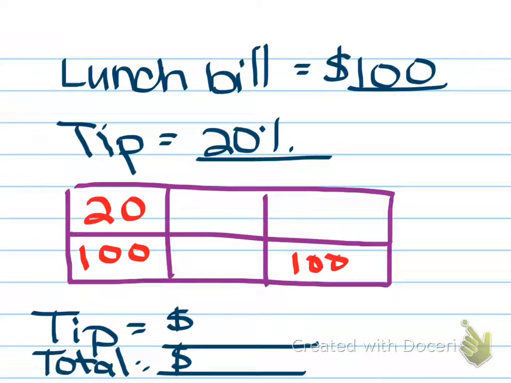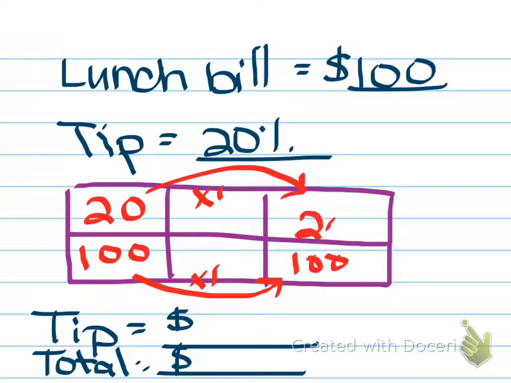So what I'm going to do is, how do I go from 100 to get to 100? This is an easy one. I don't know what I was thinking. It's times 1. So what I do to the bottom, I do to the top, and so it turns out that I'm going to leave a $20 tip.